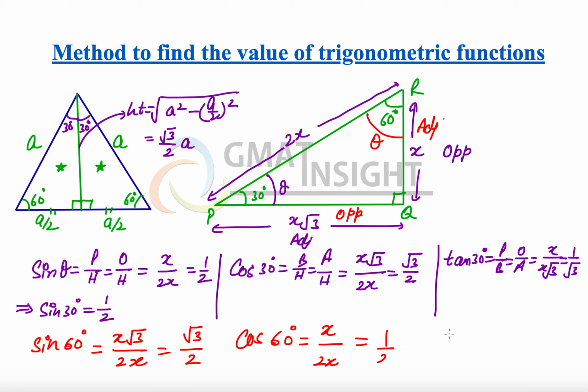And similarly, if we have to find tan 60 degrees, we can once again use the same principle, that is equal to perpendicular over base, and the perpendicular, which is the opposite, is x√3 in this case, while the base is equal to x, the base being the same as the adjacent, and the ratio becomes equal to √3.